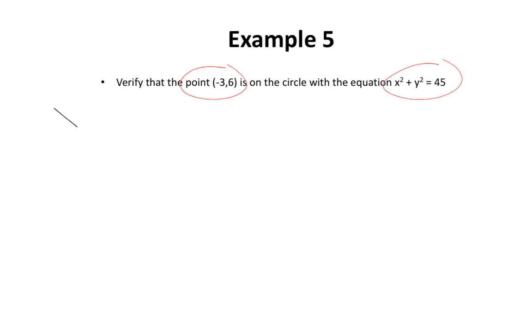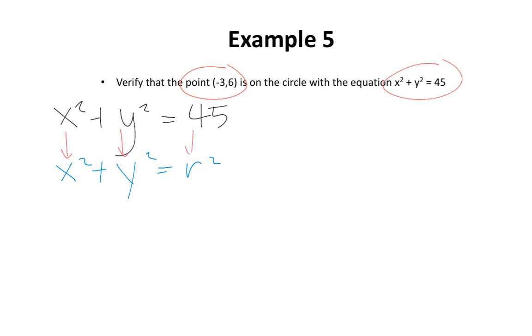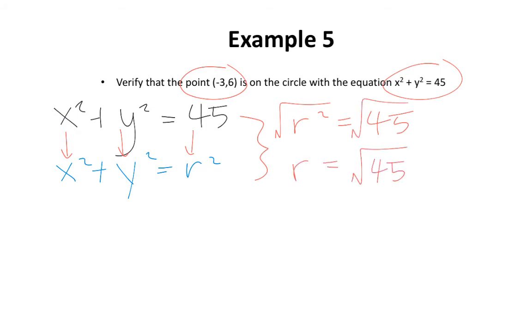So I'm going to write down the equation of the circle, which is x squared plus y squared equals 45. Again, the general equation for a circle is x squared plus y squared equals r squared. Therefore, all these terms should be equal to one another. So r squared should be equal to 45. And if you square root both sides, the radius is the square root of 45.